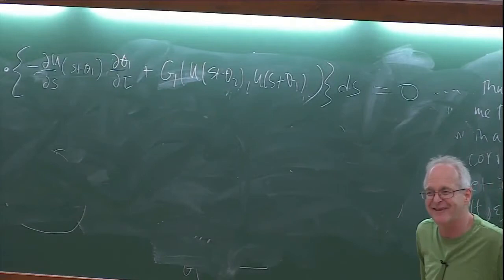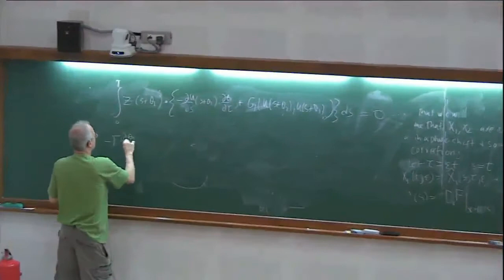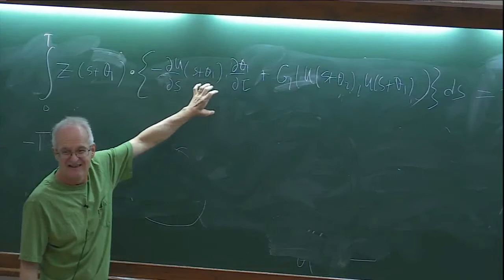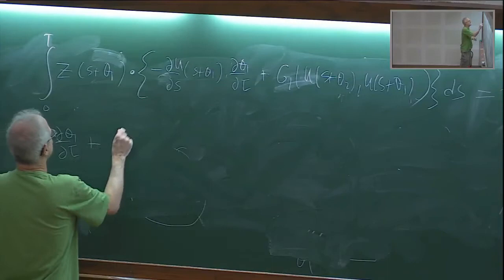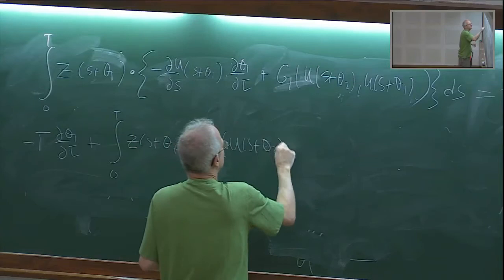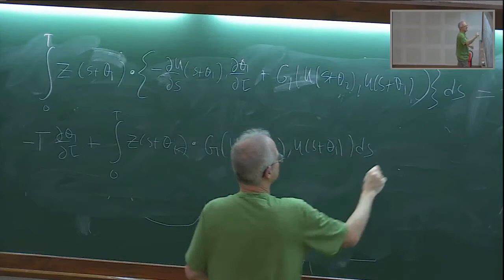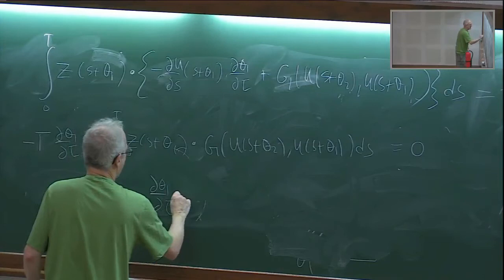Ready? So now, z of s plus theta 1 dot du ds of s plus theta 1 is 1, so we can pull that out. That becomes minus t d theta 1 d tau, because this dot is 1, and integrating 1 with respect to t, you get t. Plus the integral from 0 to t of z of s plus theta 1 dot g1 of u of s plus theta 2, u of s plus theta 1, ds has to be equal to 0. That means that d theta 1 d tau equals 1 over t times that integral.